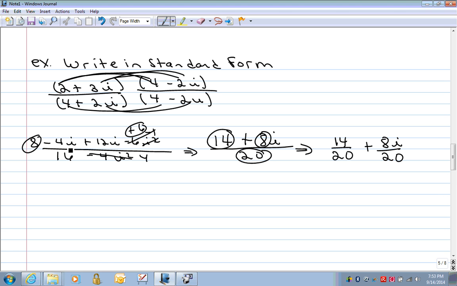If I made a mistake in my multiplication, please correct me in class tomorrow. Something feels a little off, but maybe not. All right, so we're going to reduce 14 over 20. Both divisible by 2, and that would be 7 over 10.